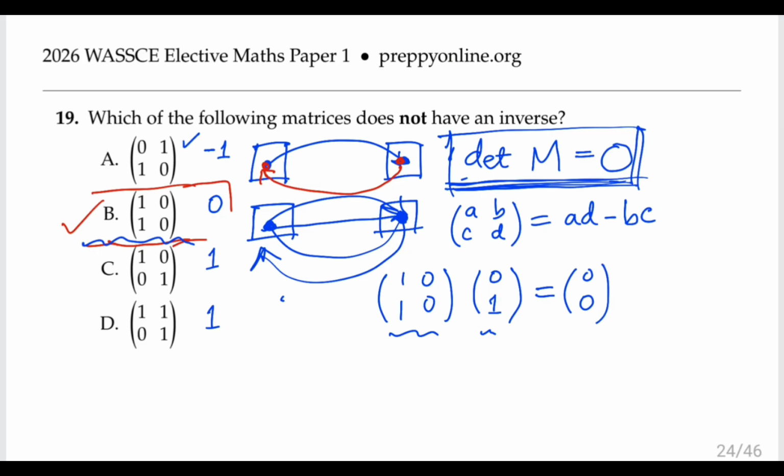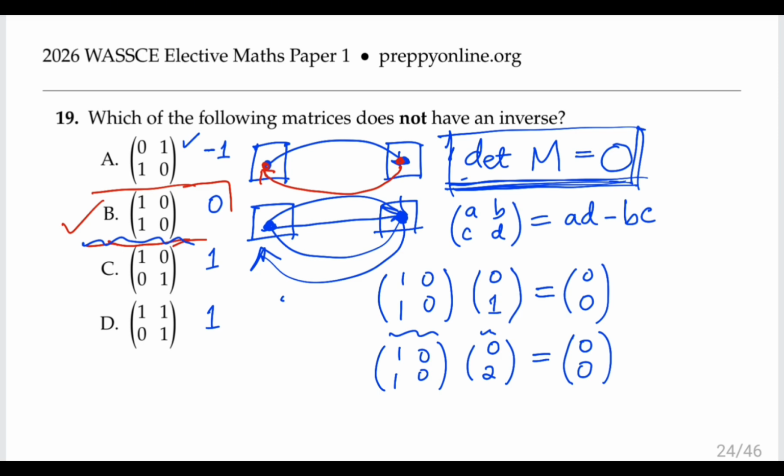Okay, what if you multiply this vector? Let's say any vector like this, right? So 0 2. So you want to multiply this matrix by this vector. What do you get? You get 0 0.